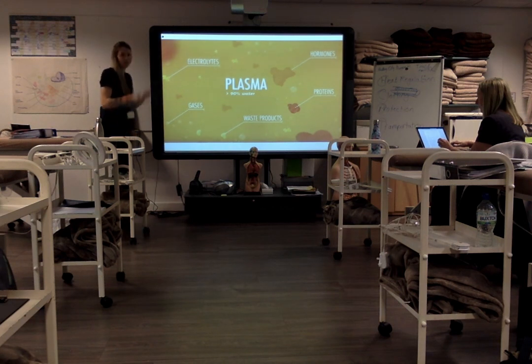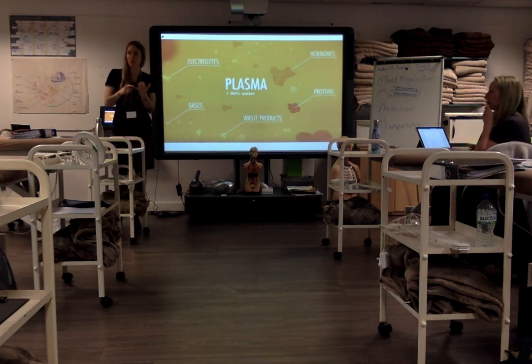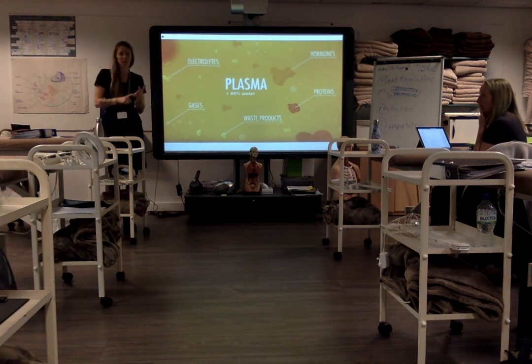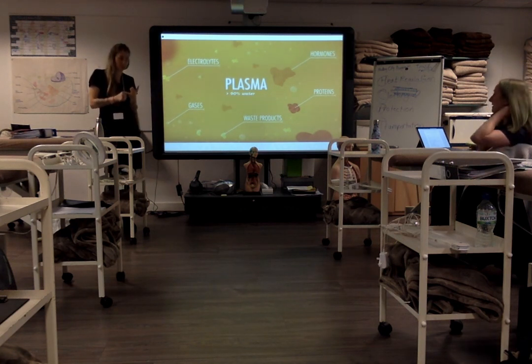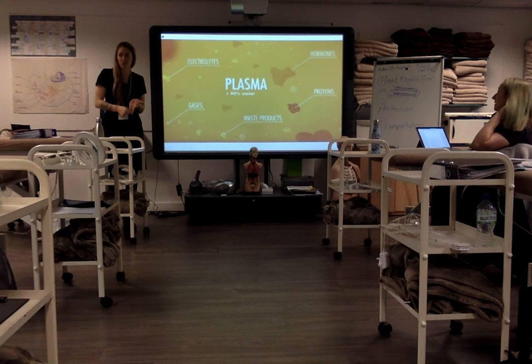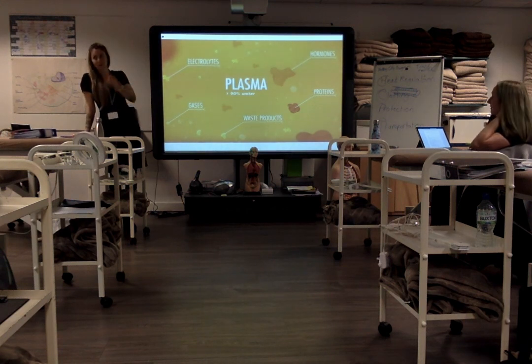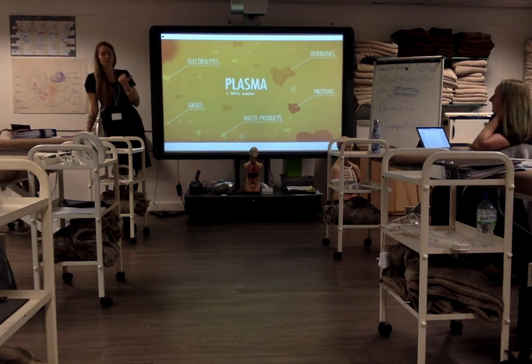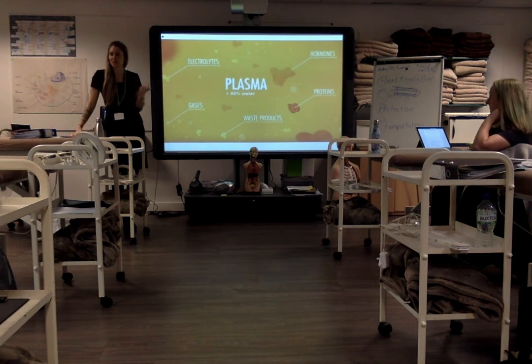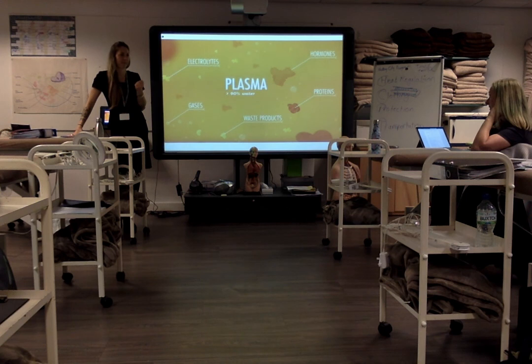Any questions so far? So we've got plasma. Blood is made of 4 things. Plasma, thrombocytes. What else? No, electrolytes are floating around in plasma. So you've got plasma, leukocytes, thrombocytes, and erythrocytes. Red blood cells, white blood cells, platelets, thrombocytes, and plasma.